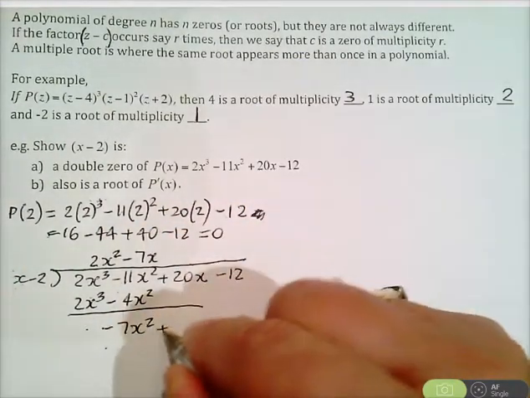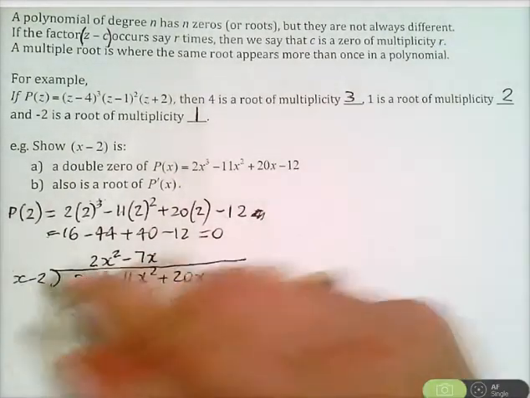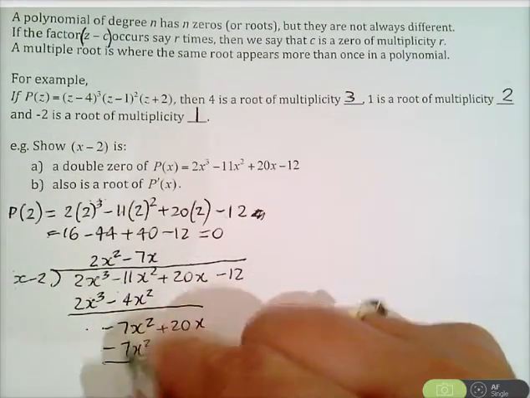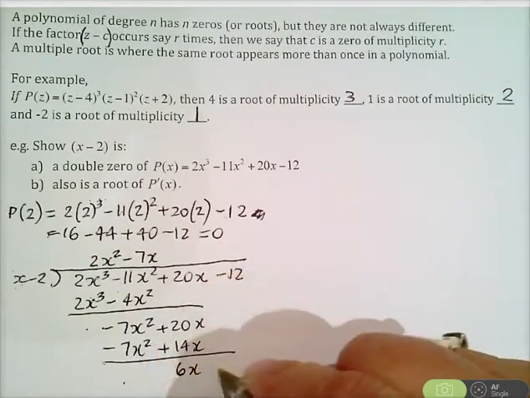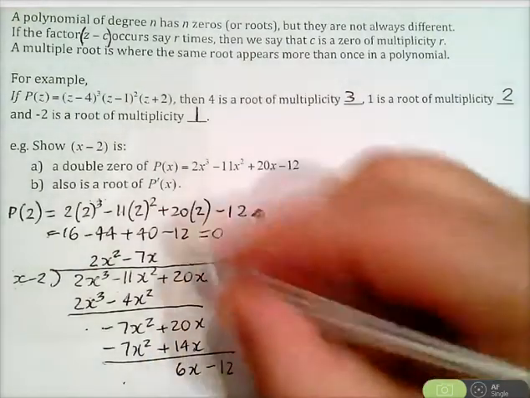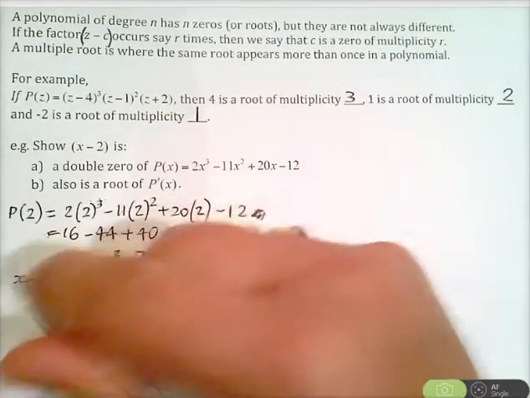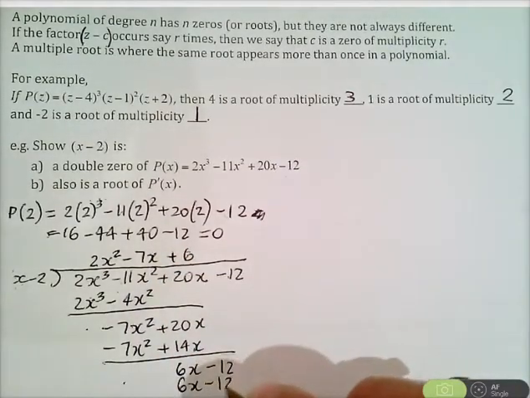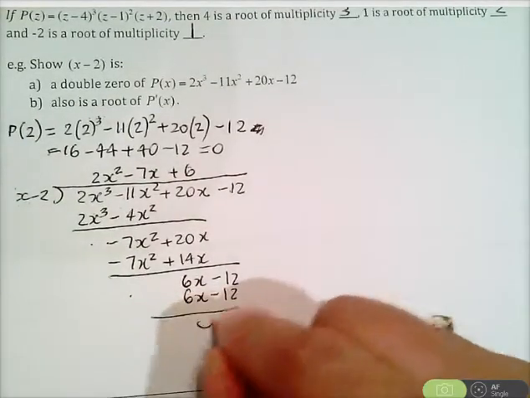Let's just bring down this 20x. Okay, we've got minus 7x squared. Minus 7 times negative 2 is plus 14x. Subtracting, we get 0. 20x minus 14x is 6x. Bring the minus 12 down. And x into 6x is plus 6. So multiplying 6 by x, we get 6x, and 6 times negative 2 is take away 12. And therefore we get 0.